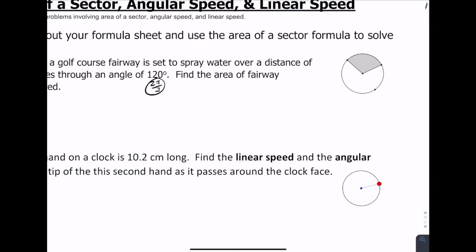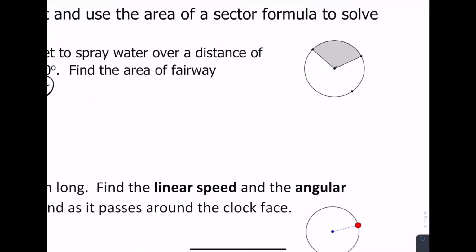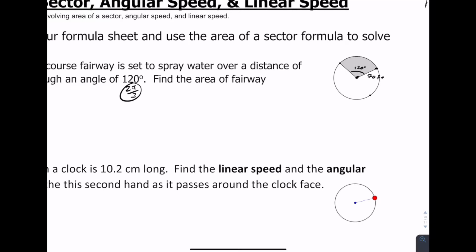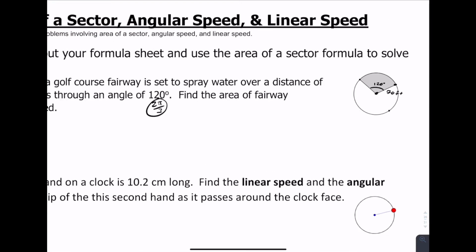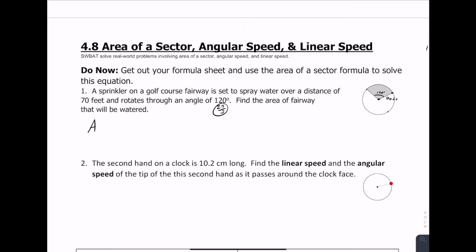Okay? So here's the area. We know it's going to be from here to here. That's 70 feet. And we know that this angle is 120 degrees, or as we already said, 2 pi over 3. Now, how to get an area of a sector? The area is 1/2 times the angle times the radius squared. Well, we know all these values. The area will be 1/2 times 2 pi over 3, and then times 70 squared.